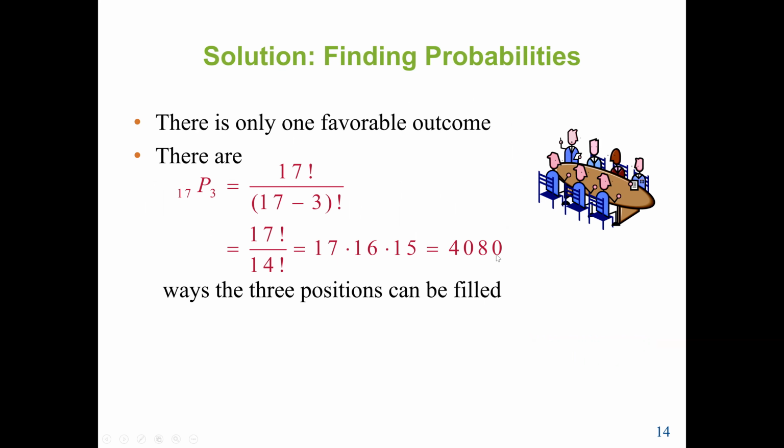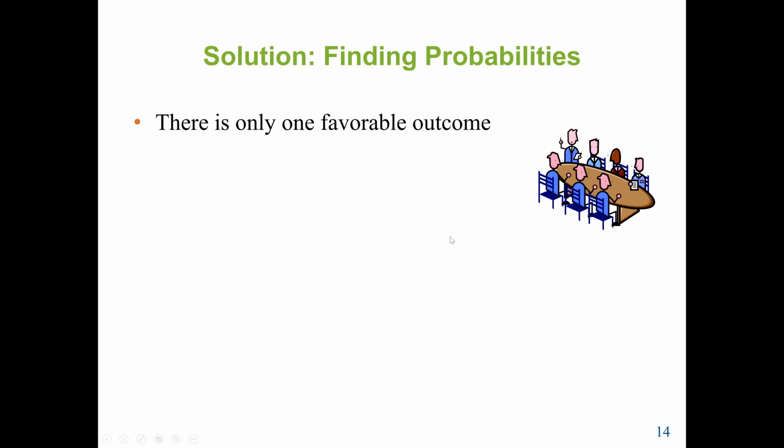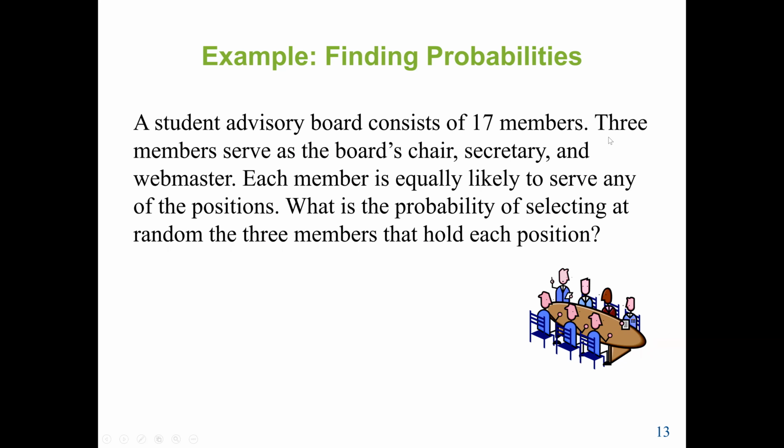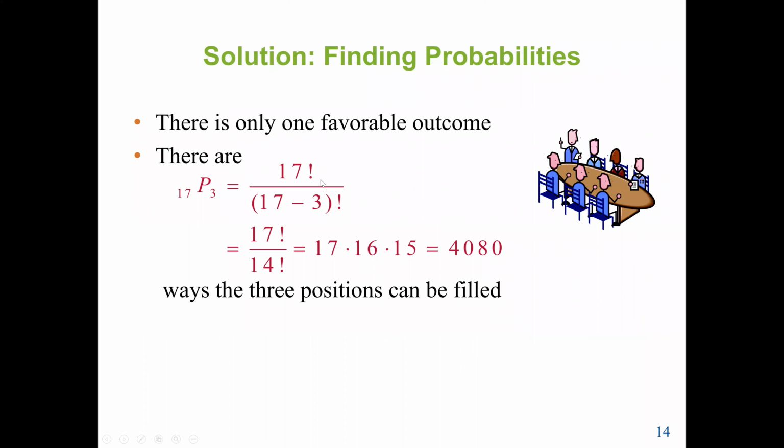4,080. The reason why this is permutation is because the positions here: 3 members serve as the board chair, secretary, and webmaster. So we may have James as a chair, but next time we can have James as a secretary, or next time we can have James as a webmaster. Now, if all the 3 will serve as chairs, then we are going to do combination, since their position is the same. Here we have different positions for the 3 selected members. So we use permutation.